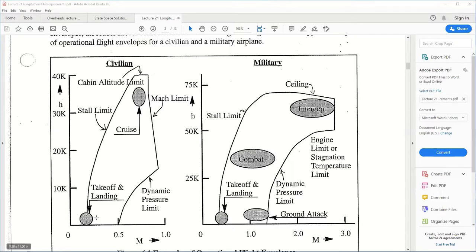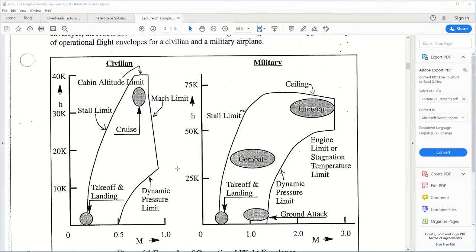Obviously, it's important to have a good workload environment at takeoff and landing, but also in cruise for a civilian aircraft. And then for a military aircraft, takeoff and landing, ground attack, combat, and intercept, we'll need to analyze the flying qualities, the flight characteristics of the airplane in all of these different flight modes. So you'll see that we'll quote, well, is it a civilian aircraft? Is it a military aircraft? Where is it flying? What is it intending to do? What flight category is it doing? And what airplane category is it?